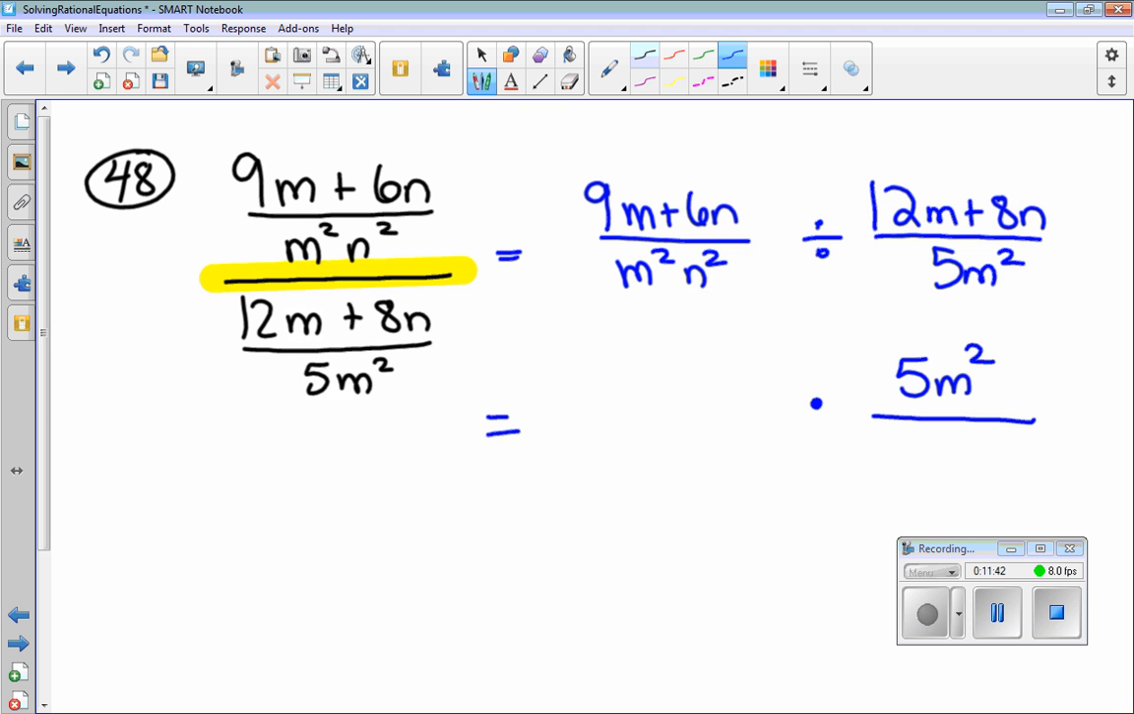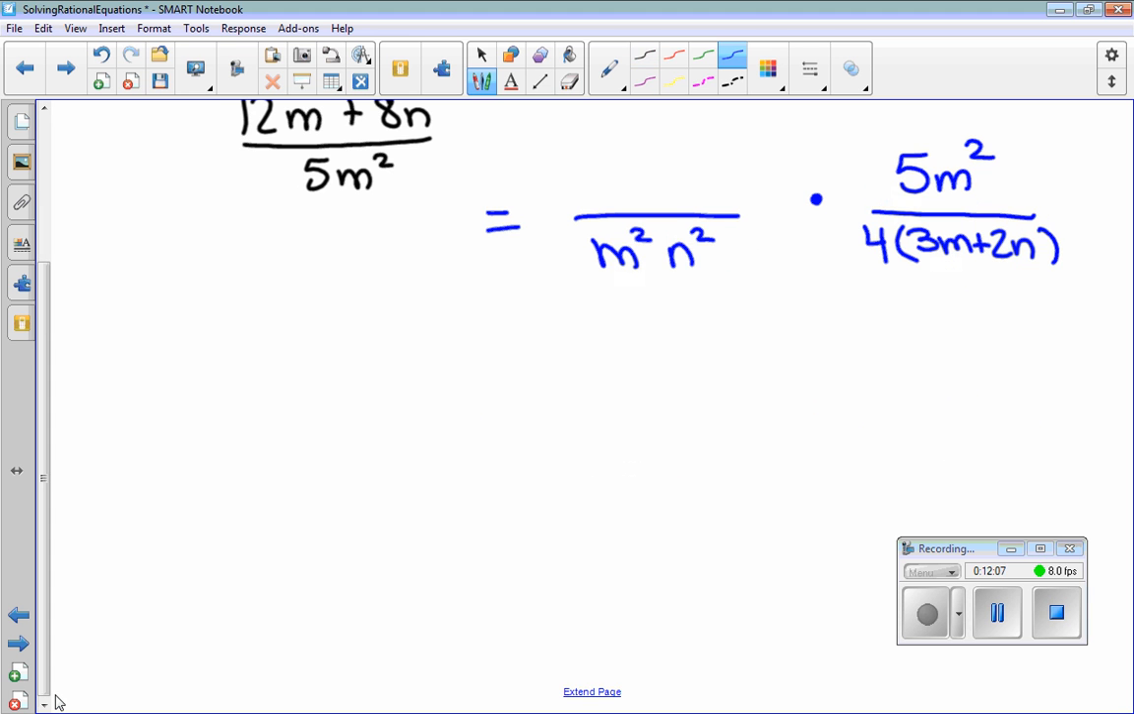What's the GCF here? 4. Good. When I take a 4 out, what's left? 3m plus 2n. Good. So I factored the right and flipped it. Notice when I flipped it, I did make it from division to multiplication. All right, the first one doesn't flip.